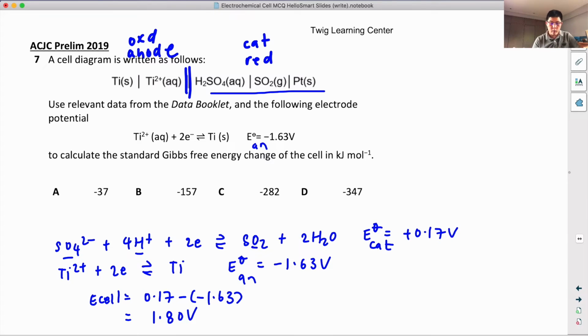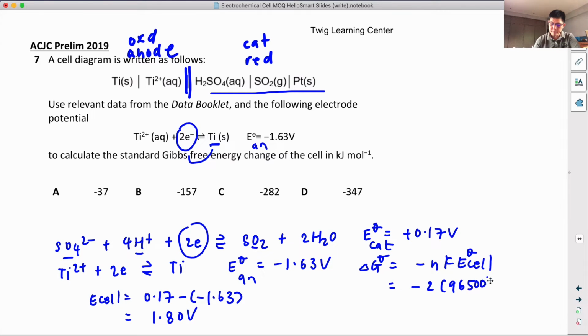With that, you can calculate the Gibbs free energy. That's the formula, minus nFE cell. I think all these are under standard conditions. What's n? n is the number of moles of electrons transferred. In this case, we take it to be 2. See 2 here? Titanium will lose 2 electrons, and the 2 electrons will be accepted by the sulfate. So n is 2, F is 96500, and E cell is 1.8 volt.